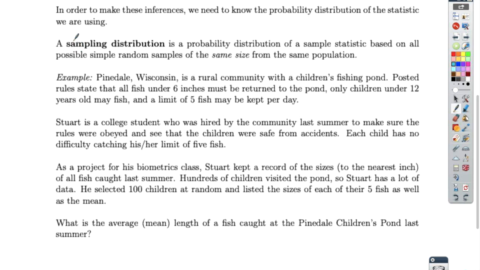So to do that, and what we're going to be doing today, is something called a sampling distribution, which is a probability distribution. Remember, this just means like a table of probabilities of a sample statistic based on a whole bunch of random samples from the same size in a population. So we're going to see a big example of this.